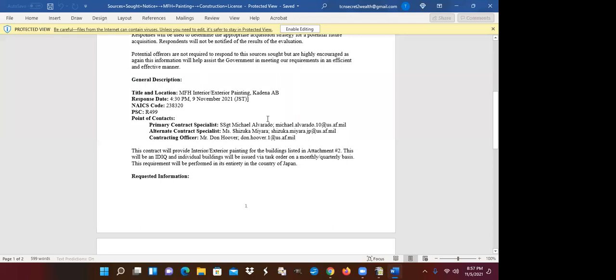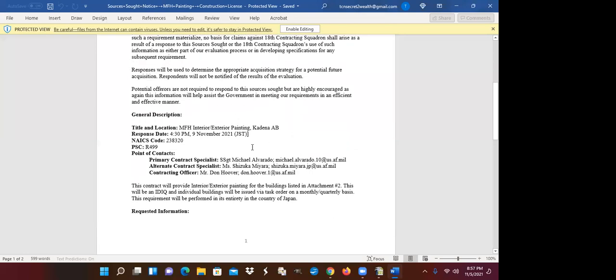Primary contracting specialist, this is that individual right here. Again, even if I'm not taking a contract like this right here, if I know I'm in painting and I do painting, I'm going to get all these people's information right here. The contracting officer, you've got all of this in one spot.